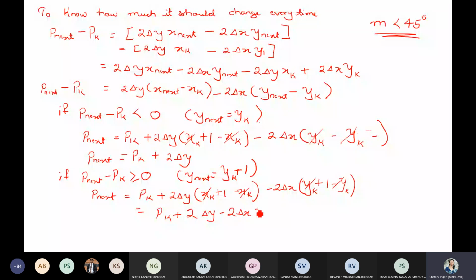Okay, so here what we did, we just calculated the difference between the decision parameter, and if the decision parameter difference is less than 0, which means your d1 minus d2, when you do that, if you're getting a negative value, it will be less than 0, which means d1 is smaller than your d2. Hence, your y next will be equal to yk. Similarly, if it is greater than or equal to 0, which means your d1 is greater than d2, your y next value equals yk plus 1. We'll end up with this, that is pk plus 2 into delta y minus delta x. Please go through the equation. If you have any doubt, you can ask.